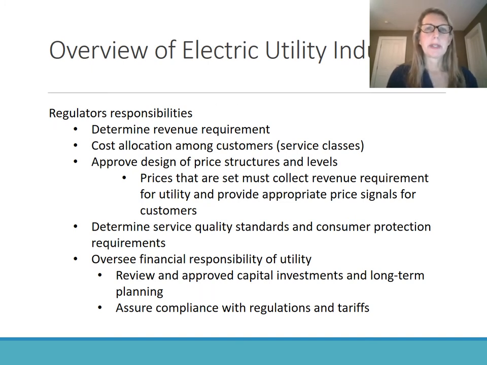So what are the regulators' responsibilities? They're there to protect the customer. They're there to oversee the operations of the utility and approve prices, right? So they determine a revenue requirement. There's a whole module on how a utility determines a revenue requirement. Cost allocations among customers: how do those costs get spread amongst the different service classes? They approve design of pricing structures and level of prices. Prices that are set must collect the revenue requirement for the utility and provide appropriate price signals for customers. They determine service quality standards and consumer protection requirements. They oversee the financial responsibility of the utility. They review and approve capital investments and long-term planning. They assure compliance with regulations and tariffs.